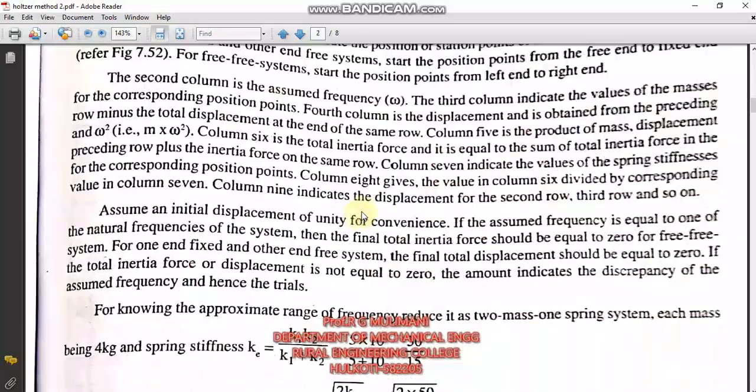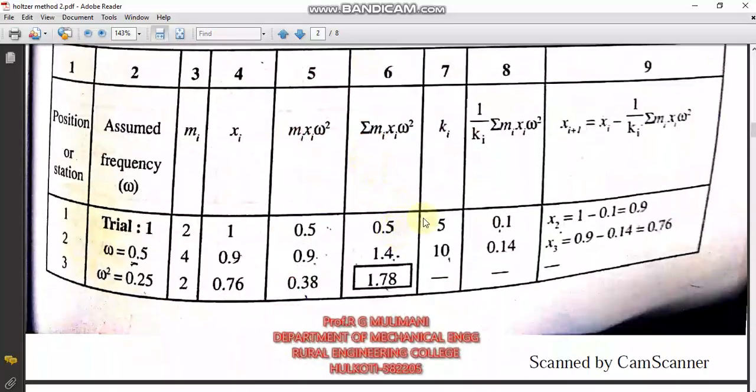So 5 and 10 are these two spring stiffness values. You mention it from the left end. Now, summation of this inertia force divided by spring stiffness. Summation of inertia force is 0.5, divided by spring stiffness value 5, so it is 0.1. Okay, the spring deflection of the second mass, it is fourth column, it is displacement, 1 minus this 0.1, it is 0.9. This displacement can be calculated by fourth column minus eighth column.